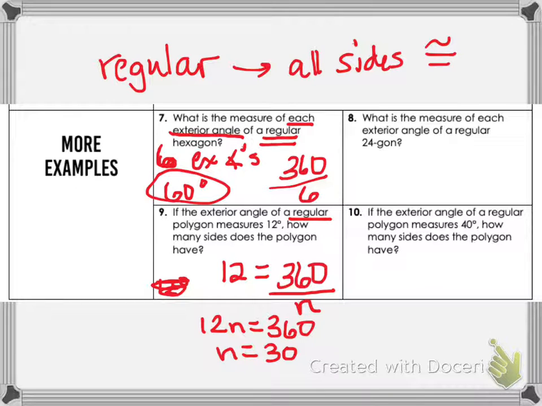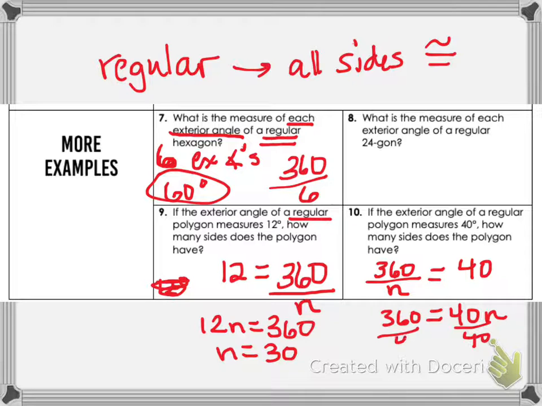On this one, we take 360 divided by the number of sides, which gives us the measure of each of the exterior angles. So this one is measuring 40. So we solve this for n. We'll divide both sides by 40. And that gives us 9.